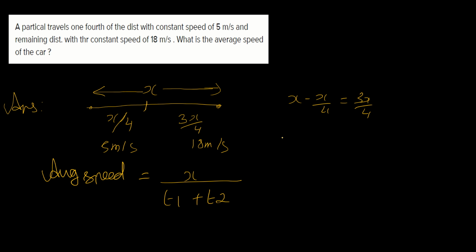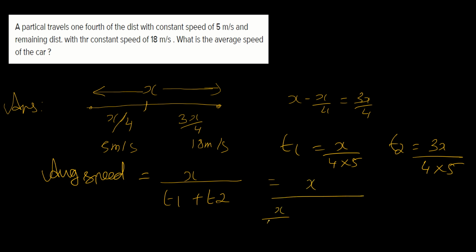What is t1? t1 is equal to x by 4 into 5, right? That is distance by speed. Similarly, what is t2? 3x by 4 into 5. Simple. See, x by 4 into 5 plus 3x by 4 into 5. We can cancel off these x. Okay, it will be like 1 by 20 plus 3 by 20.